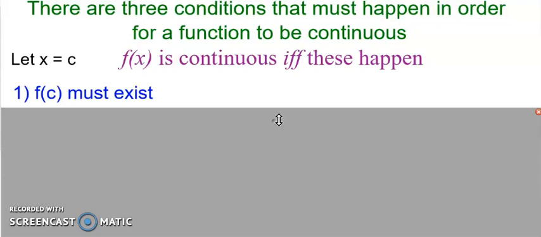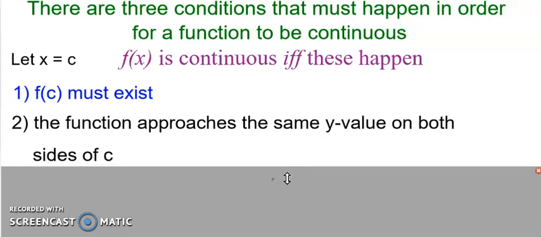In other words, like we said earlier, if x equals 5, if we substitute 5 into this function, it has to actually have a value. If it doesn't have a value, that means it doesn't exist, we stop there, and it's not continuous. If step 1 is satisfied, where it does give you a numerical answer, then we go to step 2.